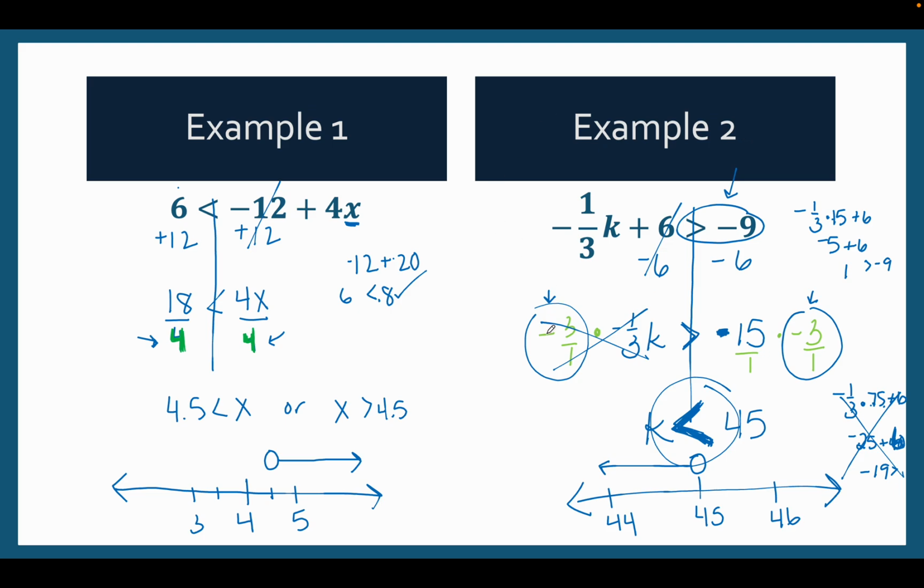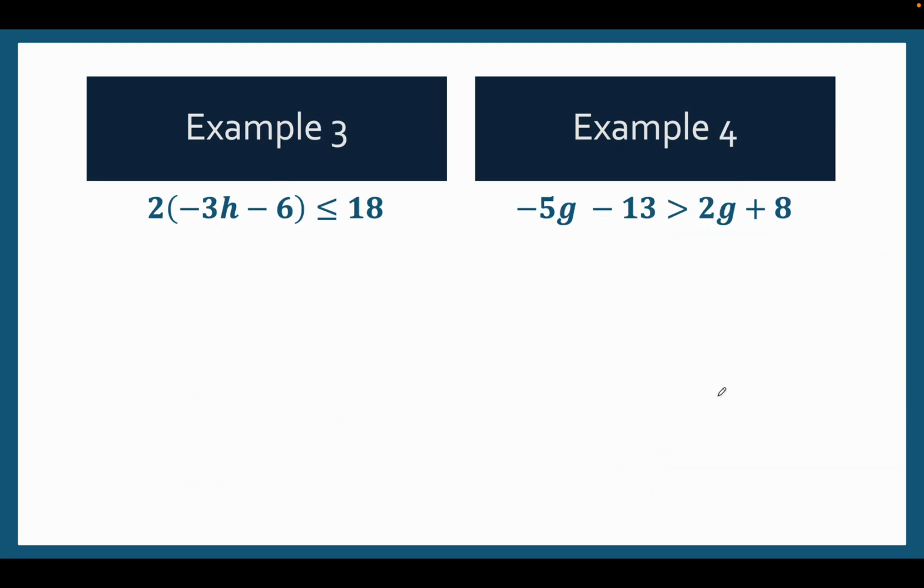So again, because I ended up multiplying on both sides by a negative 3, I had to flip the inequality sign. Let's look at a few more examples. For example 3, I'm going to start by distributing the 2 to the negative 3h, that's negative 6h, minus 2 times 6, which is 12, less than or equal to 18. I'm going to add 12 to both sides, leaving me with negative 6h is less than or equal to 30.